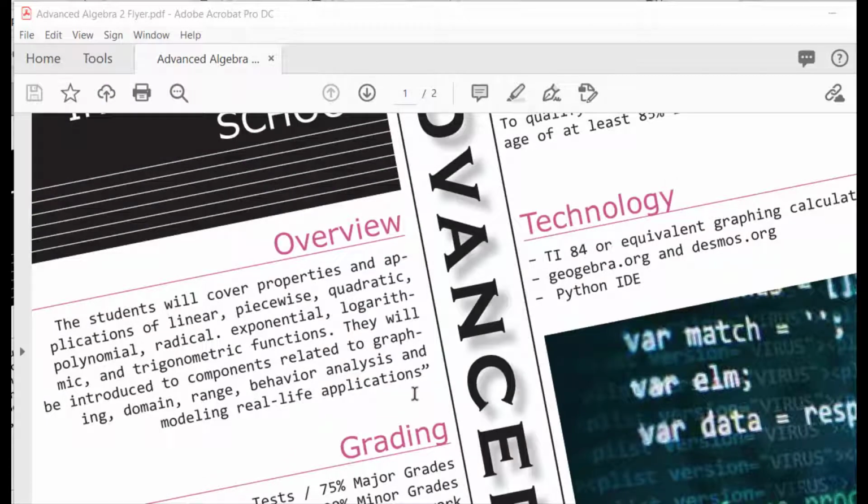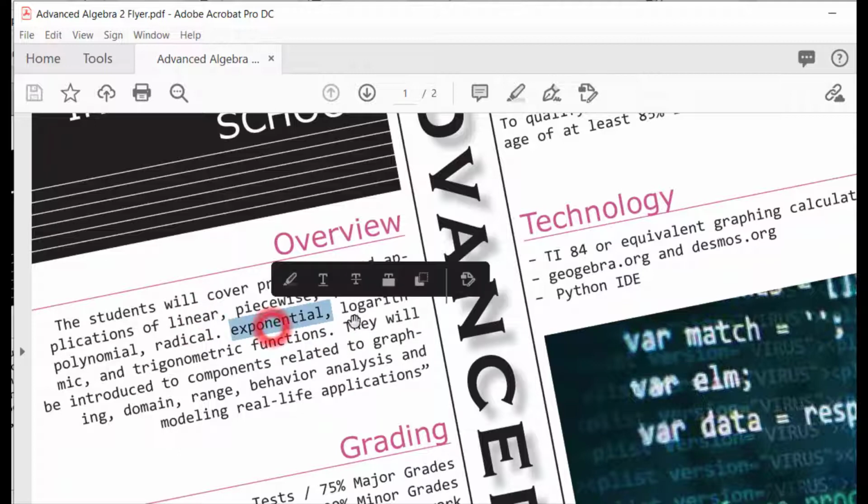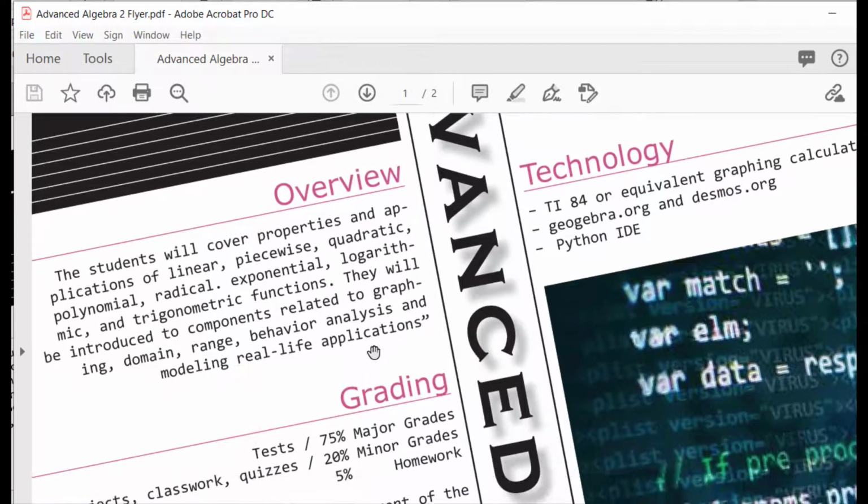The students will cover properties and applications of various functions: linear, piecewise, exponential, logarithmic, radical, polynomial, and more important, they will have to identify the various properties of these functions related to domain, range, and also use them in real-life applications. In other words, word problems.